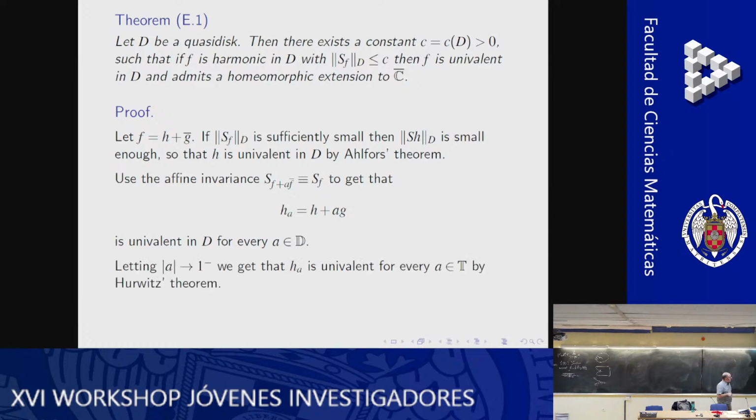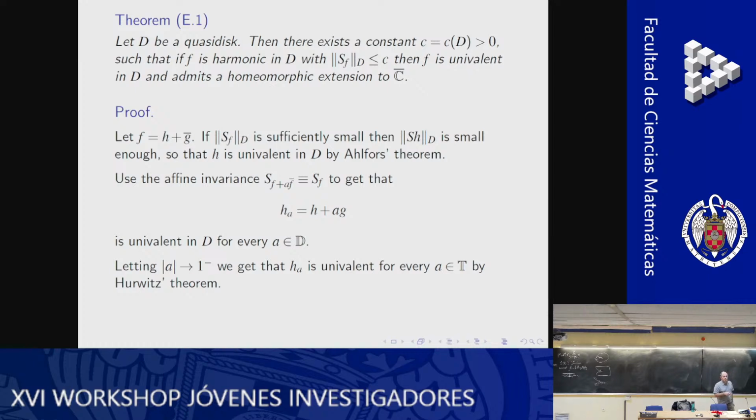Now, take the limit as this parameter goes to the boundary of the unit disk. Therefore, we have that h sub a, meaning h plus ag, is univalent for all a in the unit circle. And from this, it's just a small step to the univalence of F. That's what we're interested in, the mapping F. Recall that h plus a rotation of g is univalent for all rotations of g.